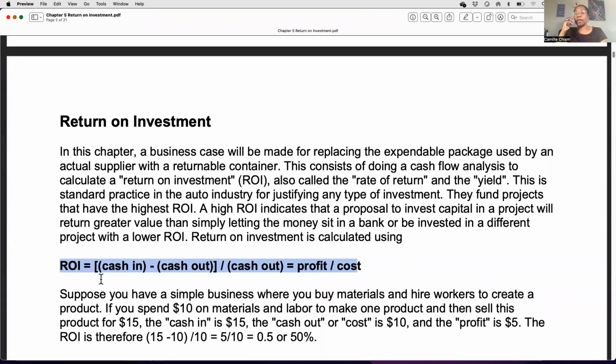Okay, so here's an example. Let's go with a simple example. Let's say you're trying to make some new item. You've got your materials. That's a cost of $10.